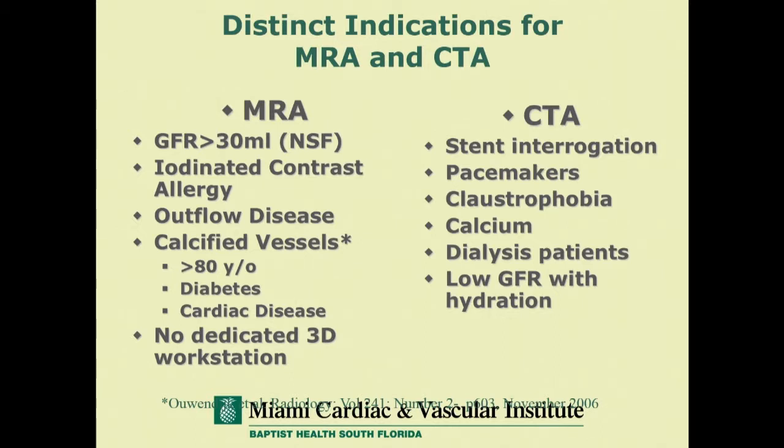When you're looking at the decision, when do I get an MRA, when do I get a CTA, I think it's important to assess the patient's renal function because the patients that are renally challenged cannot get MRA contrast agents. At the same time, patients may not be able to get CTA, however, you may be able to hydrate them and prepare them and at least get some information of the aortoiliac segment and of the femoral vessels.